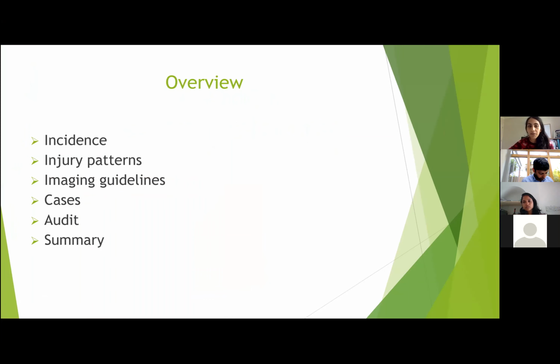So what this will involve is the incidence of paediatric trauma in children, how the injury patterns are different to adults, and how guidelines for imaging differ as well. We'll go through this with some cases and then discuss an audit that we've done and summarise. Some of you may have heard this talk before because we're trying to educate as many people as possible. So apologies if you have, but I know some of you haven't either.